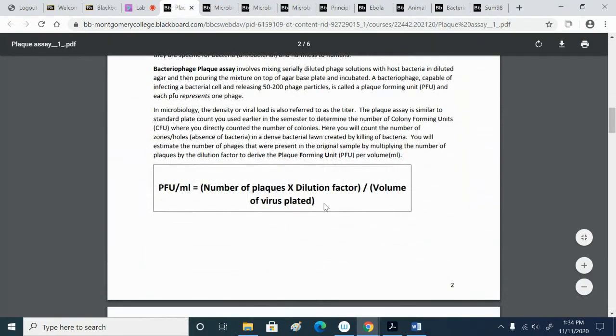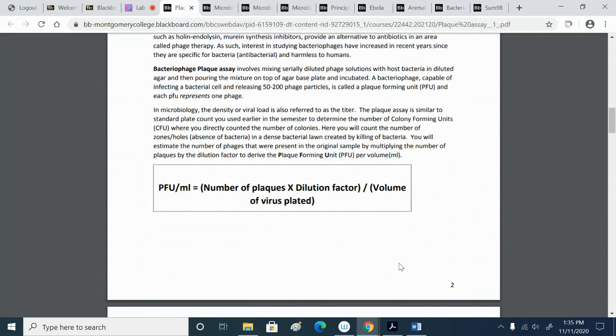Now here we see a slight difference in the equation. It's because I like to include the volume that we put on the plate in the dilution calculation, so the dilution factor is all set and ready to go. But the other way to do it is at the end and divide by the volume you put on the plate. So in this case, we're only using 1 milliliter. So if you divide by 1, nothing changes, right? So in this experiment, it's basically just the number of plaques times the dilution factor on the plate.